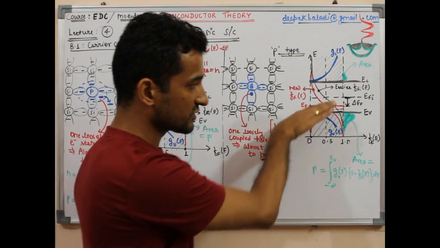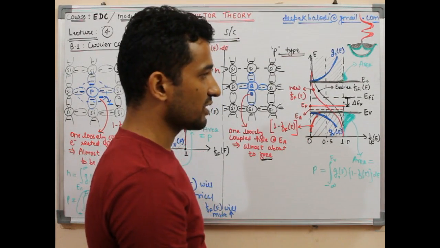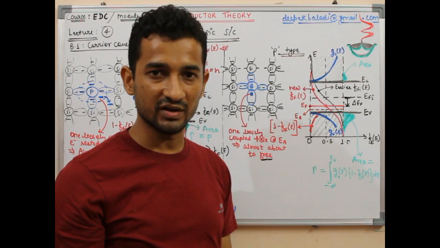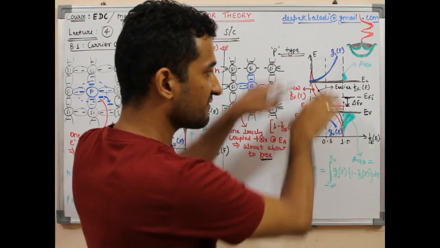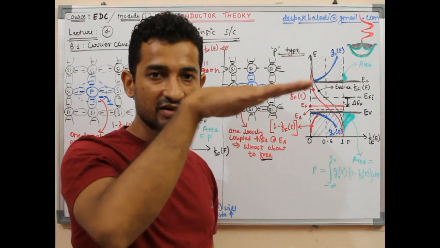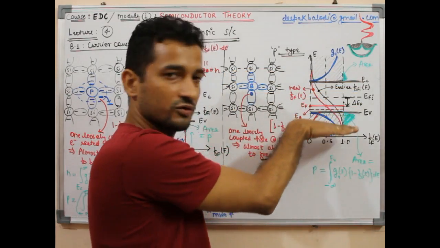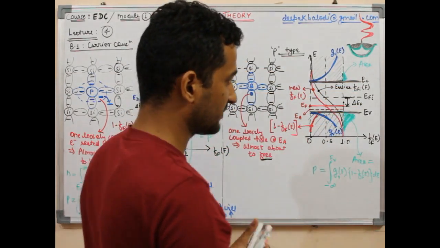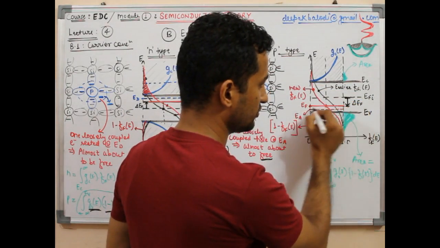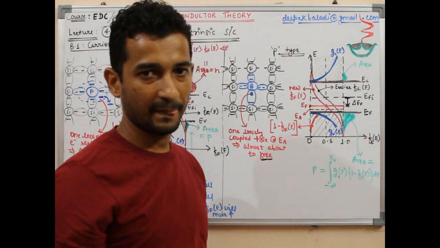So lots of holes are coming into the valence band, so they are free. Therefore the probability of not being filled by an electron should increase, so FFE will come down. The energy level where the probability was 0.5 will come down. Therefore the Fermi level also comes down with this gap. This was earlier EFI, and now the new EF is this. So this much is the shift, delta EF.